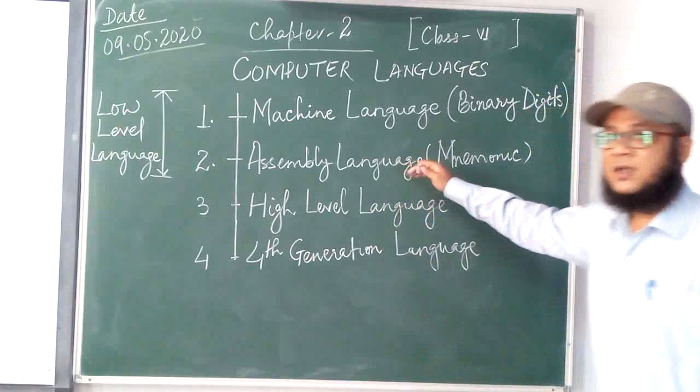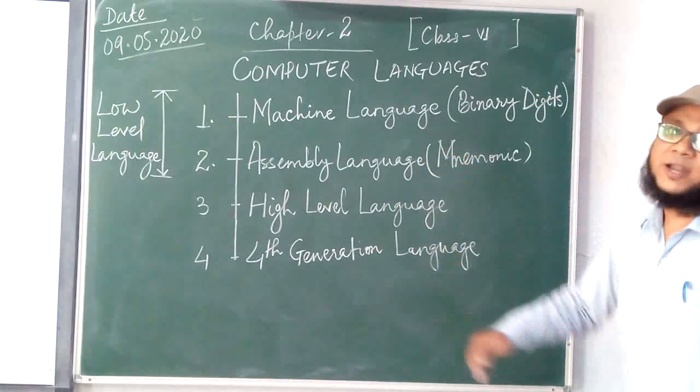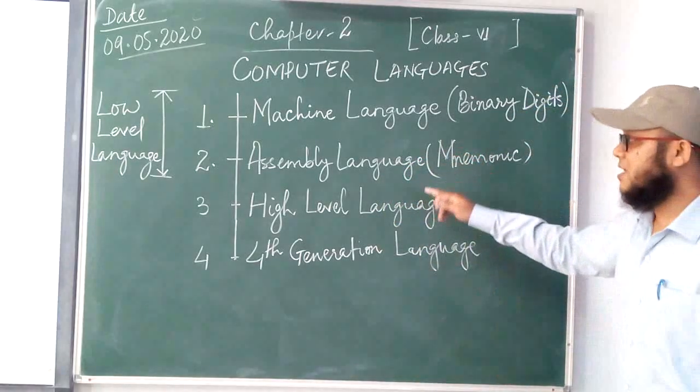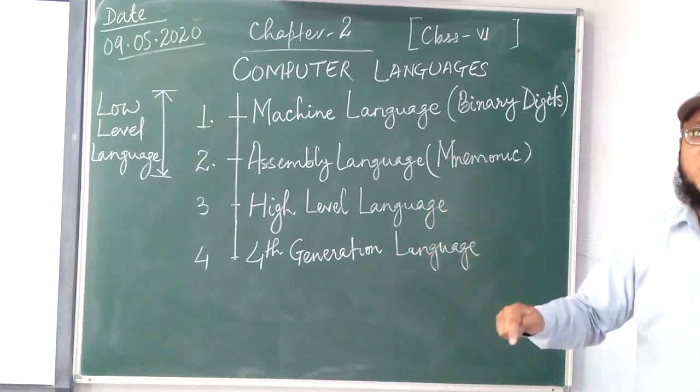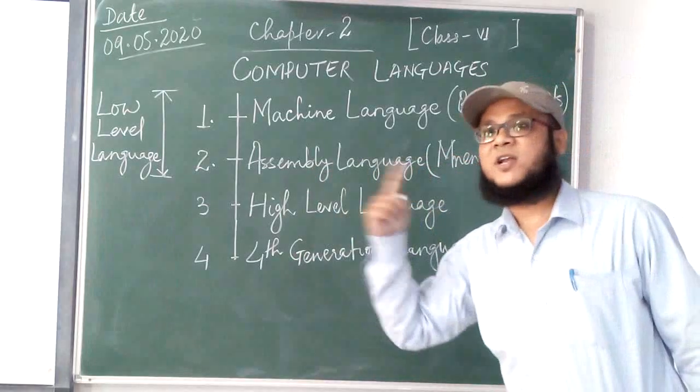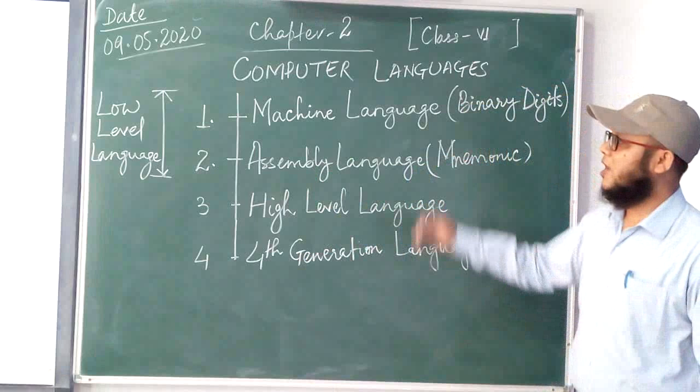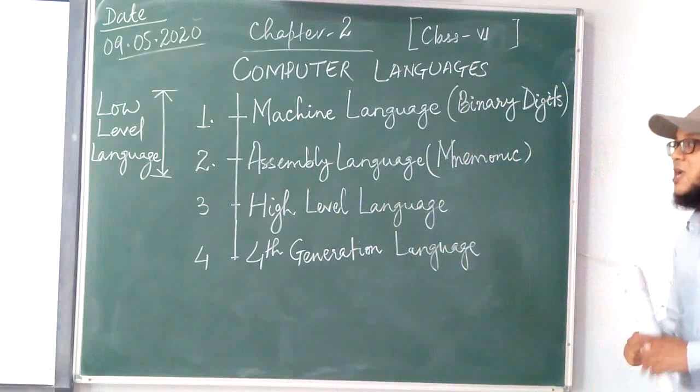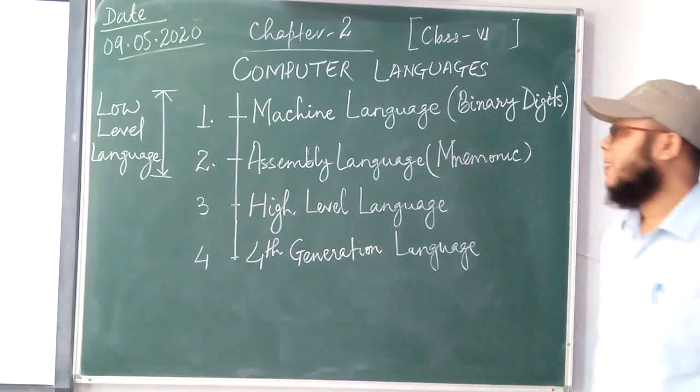It is machine dependent, which means the codes written on one machine will never work on a different set of machines. Right? Now we are moving to the third level, which is high level language.